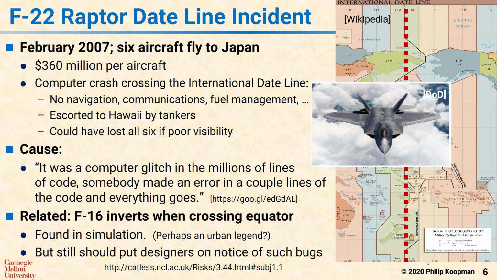Now, there's some question about whether this is an urban legend or not, but pretty much any aircraft designer who did this kind of testing had heard about the F-16 crossing the equator. And so they should have been thinking about things like geographic issues. They should have been thinking about the dateline if they were thinking about the equator, but somehow they got past them. And this was a real world incident that fortunately did not result in loss of life, but could have gone south pretty easily. Think about all the weird edge cases your system is going to see and make sure you hit them in system testing.